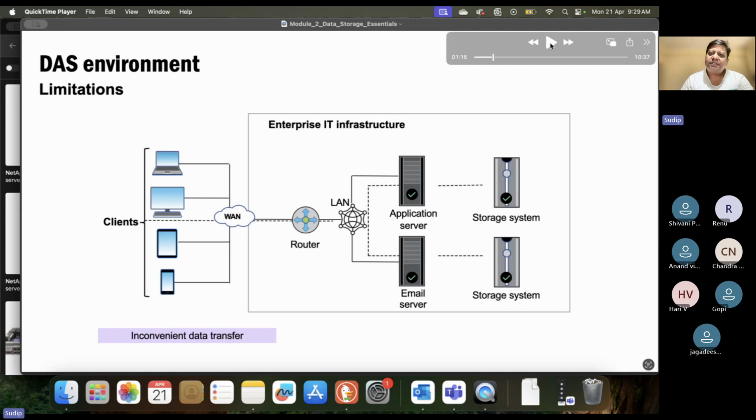Last try. One more person. Anybody else? Maintenance cost will be high for that. Internet cost will be high. Maintenance cost. Okay. Why do you say so? Because it is direct attached storage, we should place that on premises.